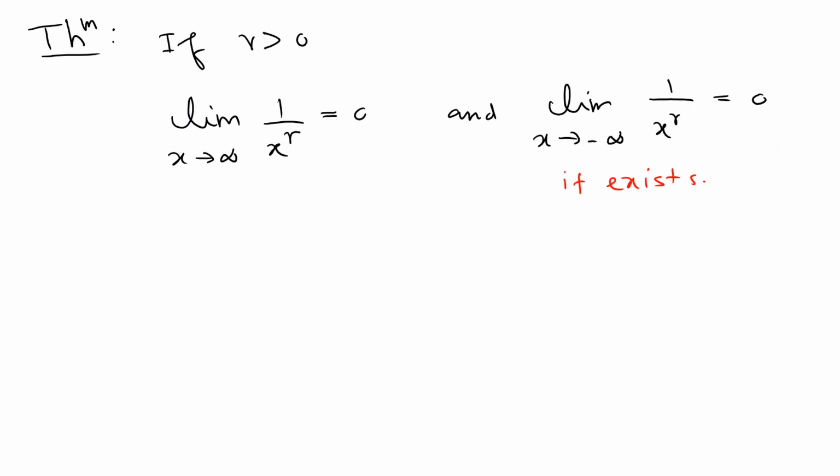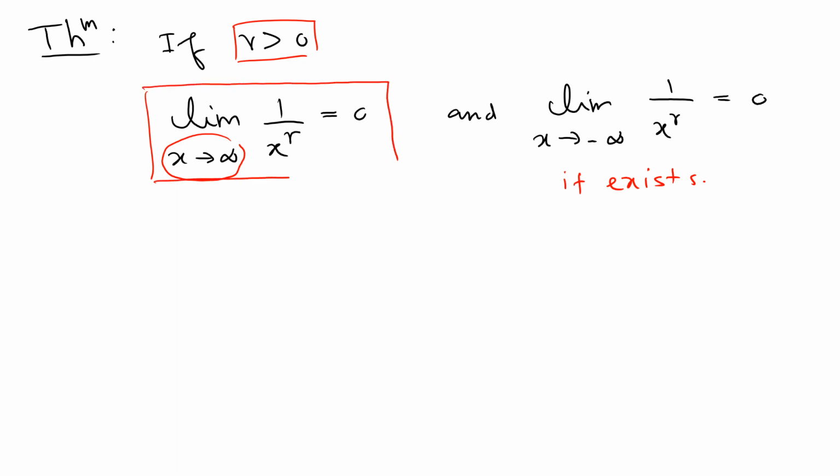So what this theorem says is that if you have any positive number, so you just pick a positive number r, then the limit as x goes to negative infinity of 1 over x to the r is 0. And this is clear. The reason is, you can see x is in the denominator.